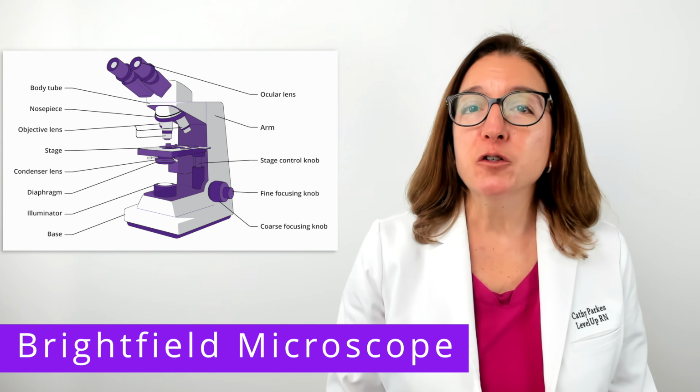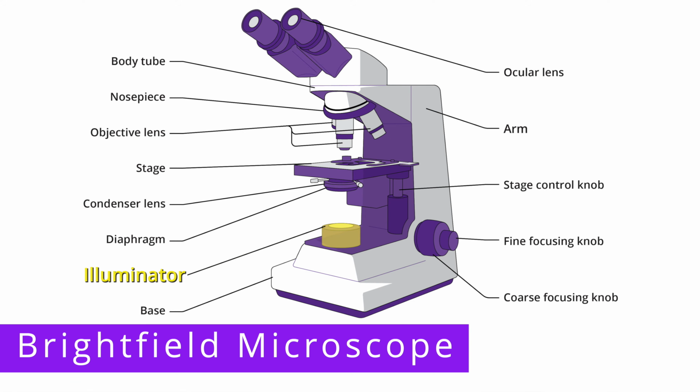Parts of a Brightfield microscope include the illuminator, which is the light source. Light from the illuminator passes through the condenser lens, which focuses the light on the specimen. The diaphragm is used to adjust the amount of light that hits the specimen, and the stage is the platform that holds the specimen slide. The objective lens is the lens closest to the specimen. The magnification of the objective lens can vary between 4x and 100x, and the nose piece is used to rotate between the different objective lenses.